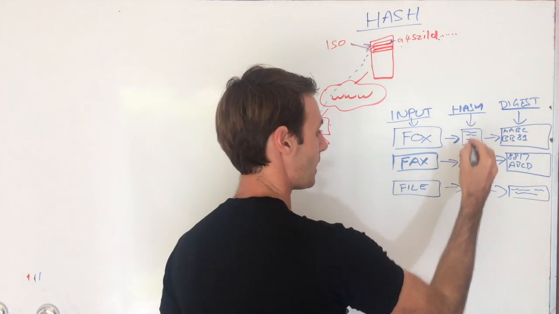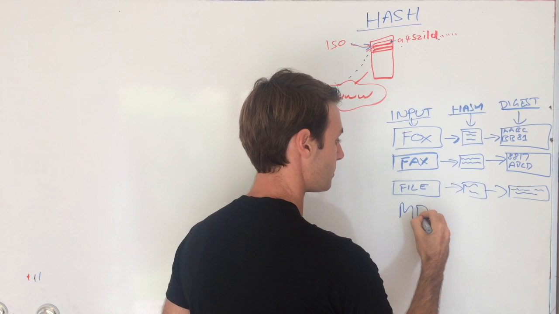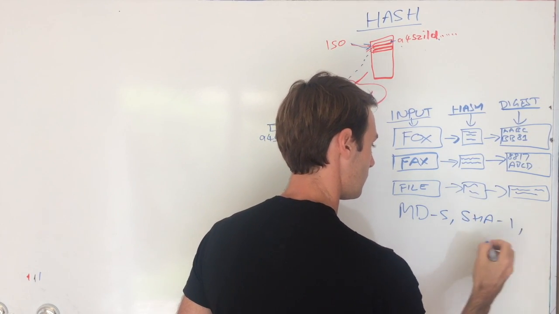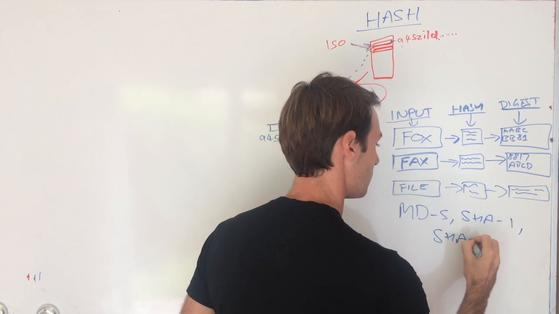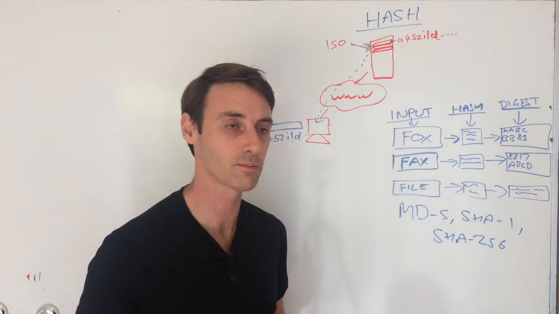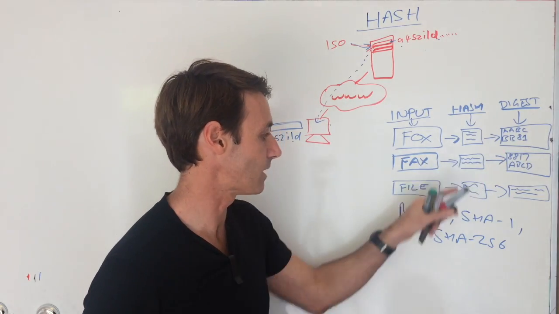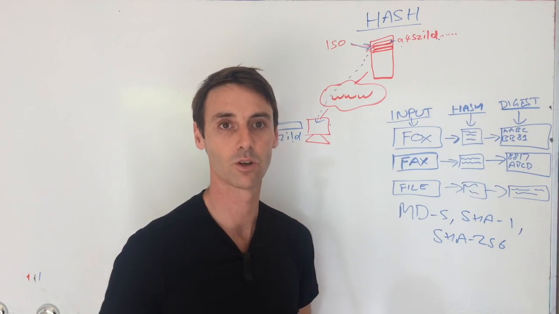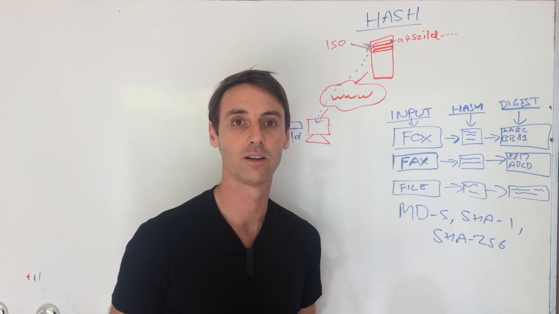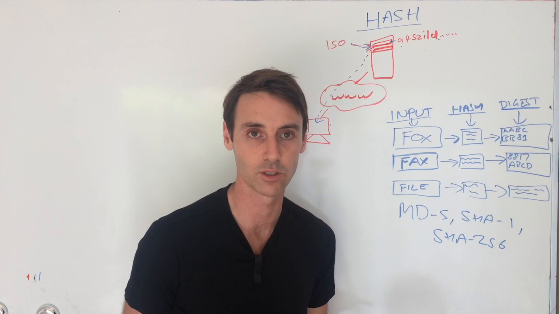There are a number of different hashes. There's MD5, which is a very common one. There's SHA1, and SHA256. And they all have different internal mechanisms for arriving at a digest, but they all are cryptographic functions or hashes, which is the way that you can verify the integrity of your downloads.